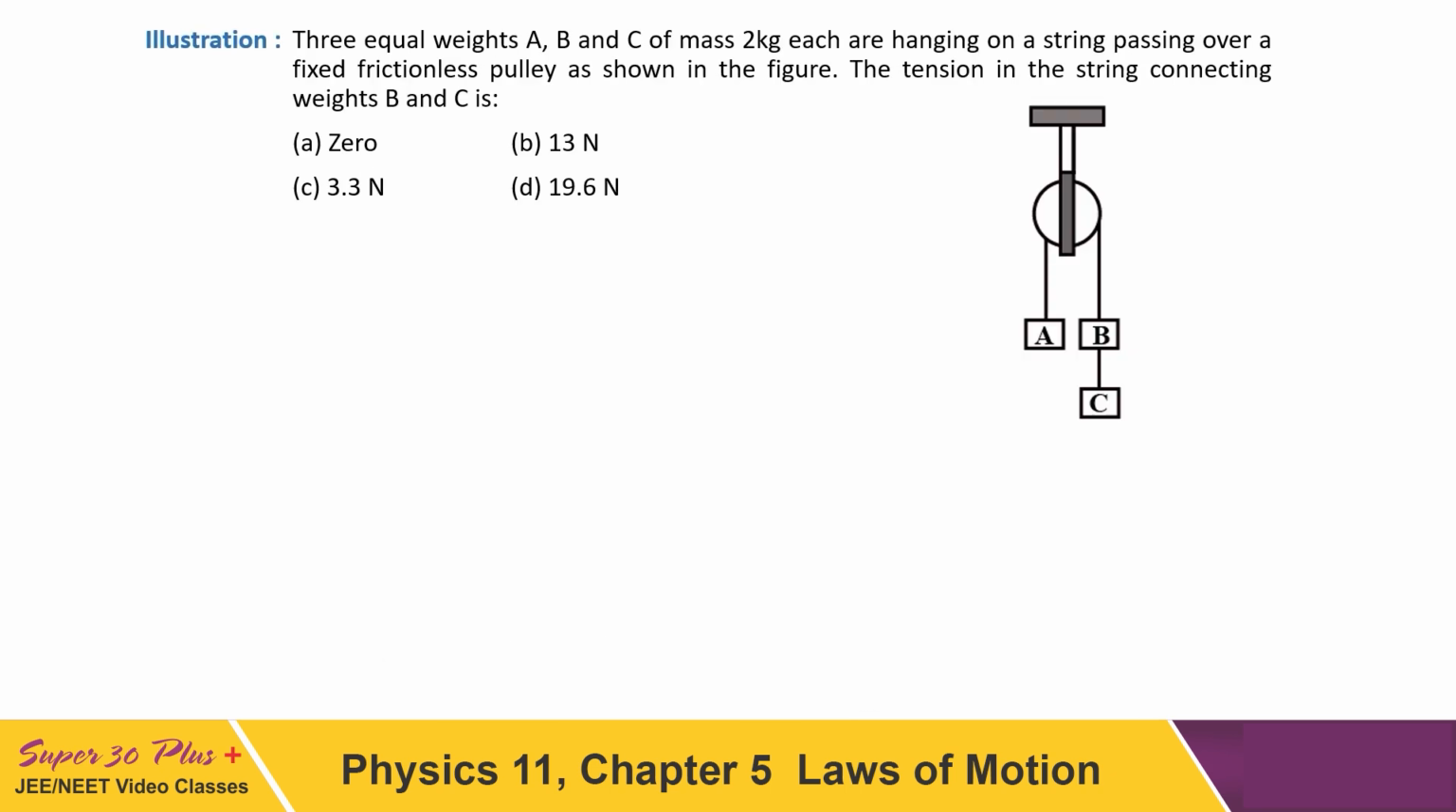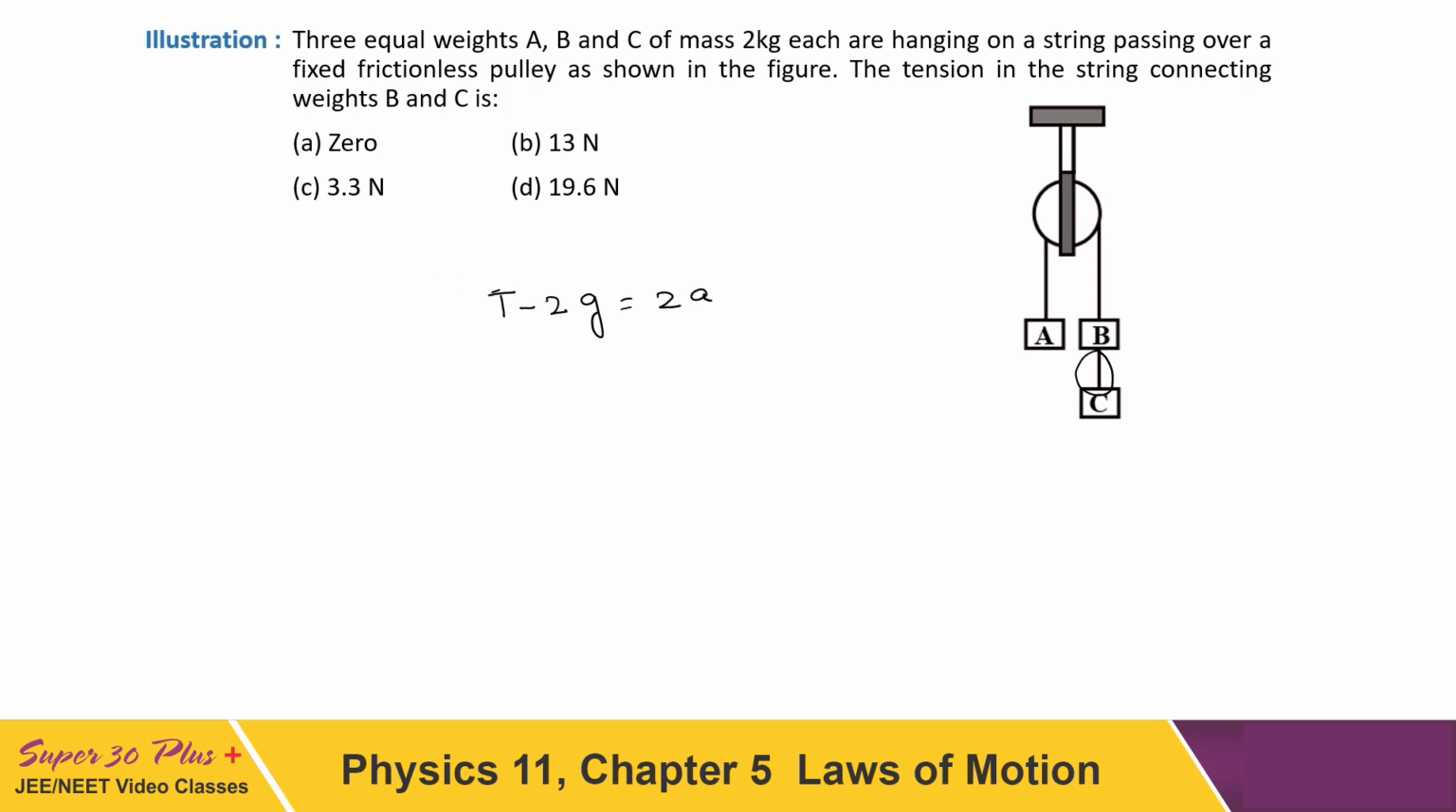Let us solve one example based on the concept we have just learned. Three equal weights A, B and C of mass 2 kg each are hanging on a string passing over a fixed frictionless pulley, as you can see here in the diagram. The tension in the string connecting weights B and C is, it is asking for the tension in this segment of the rope that is connected between B and C. So if we write for block A, then the equation of force will be T minus 2g equal to 2a.